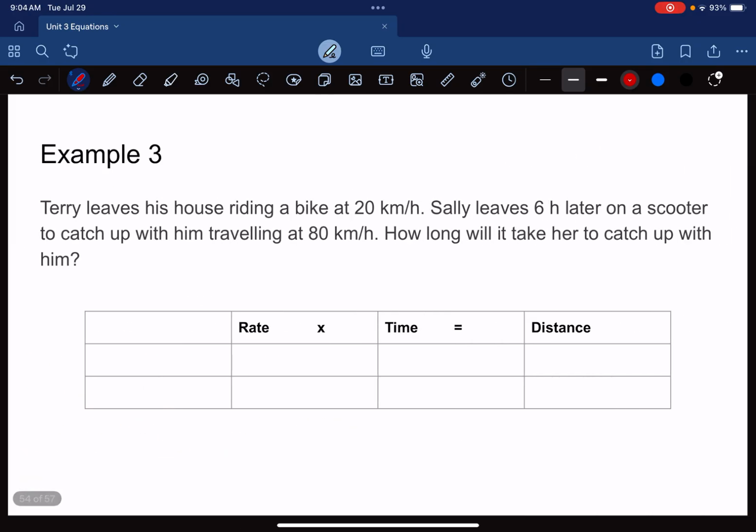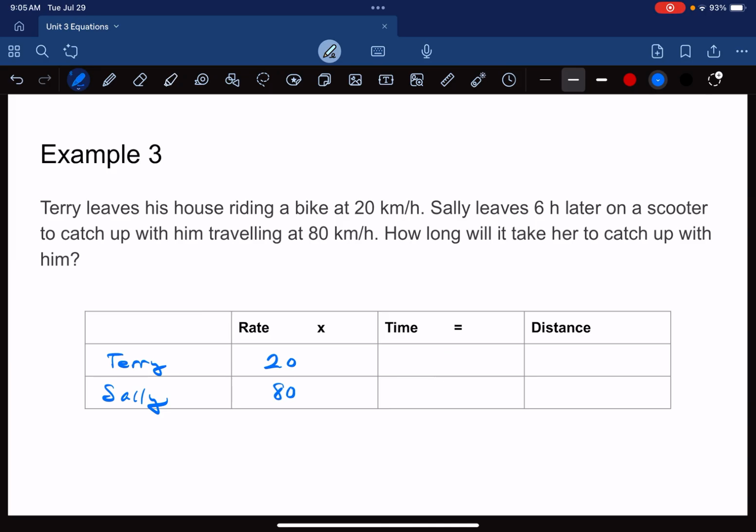Example 3. Terry leaves his house riding a bike at 20. Sally leaves 6 hours later on a scooter to catch up with him, traveling at 80. How long will it take her to catch up with him? So we're talking about Terry and Sally. What are their rates? Well, Terry's is 20. And Sally's is 6. No, that's not what it says. She's traveling 80. There we go.